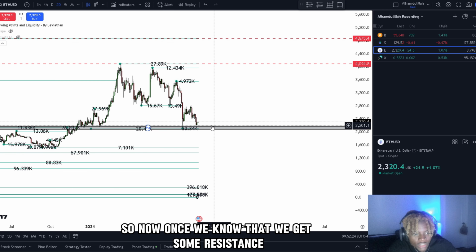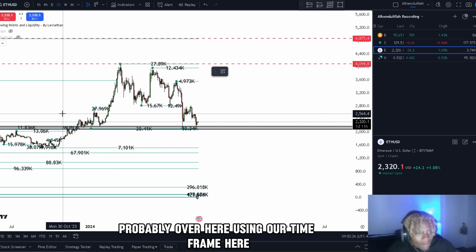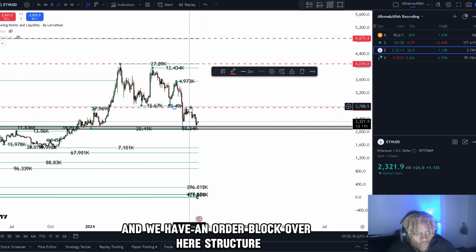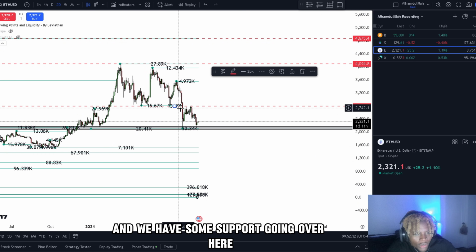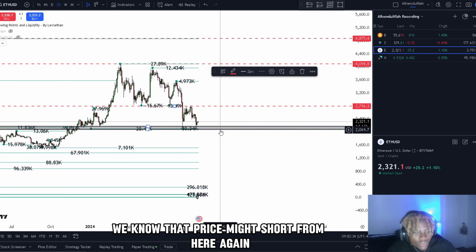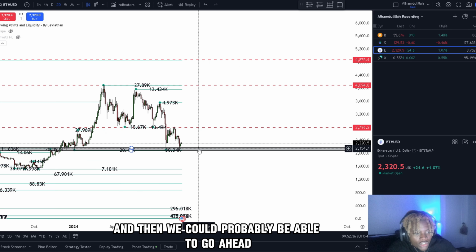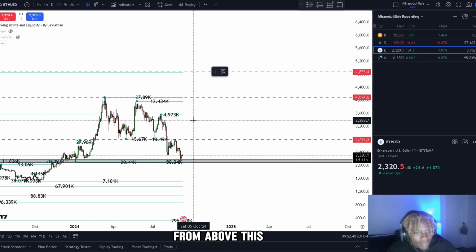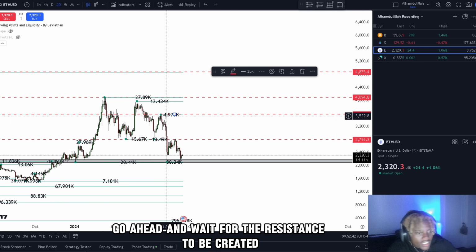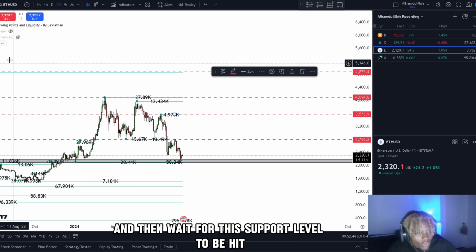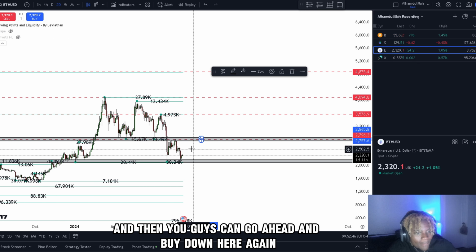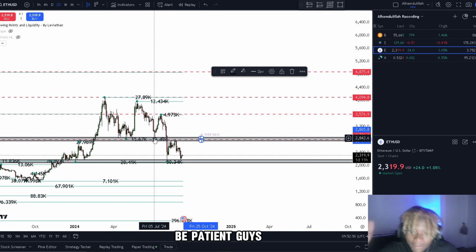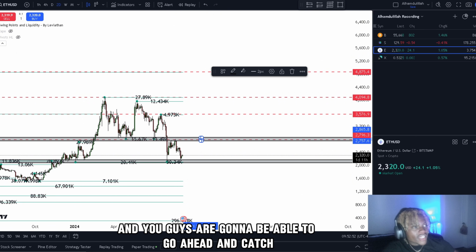So now once we know that we get some resistance, probably over here using our time frame here, and we have an order block over here structure, and we have some support going over here, we know that price might short from here again, and then we could probably be able to go ahead and take a buy from here. Or we could wait for price to go ahead and break out from above this, go ahead and wait for the resistance to be created, and then wait for this support level to be hit, and then you guys can go ahead and buy down here again, right? And just continue to go ahead and catch it. Be patient, guys, and you guys are going to be able to go ahead and catch tops and bottoms.